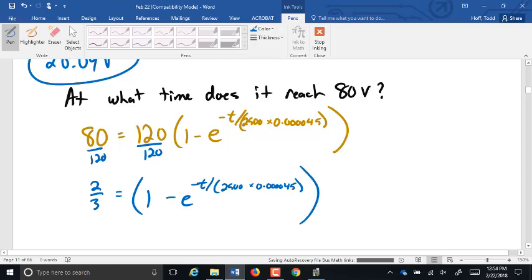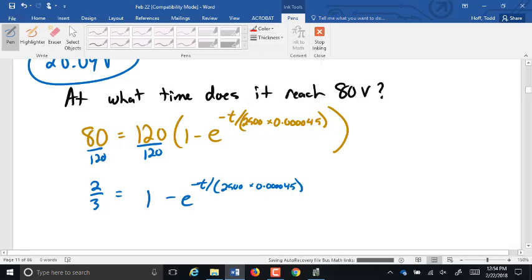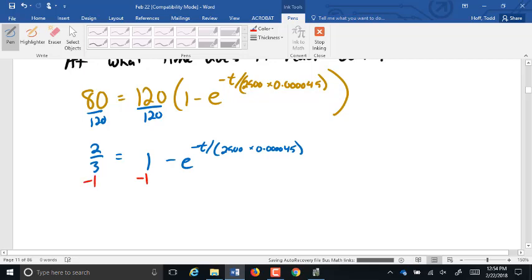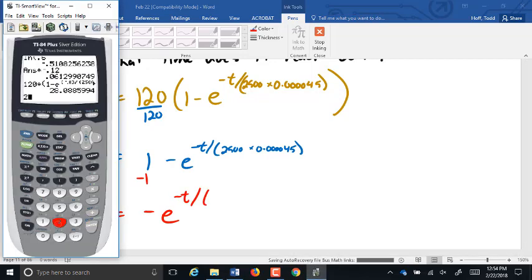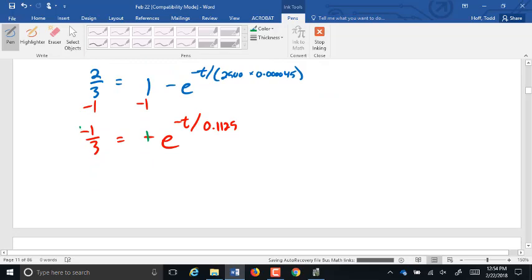Now I probably don't need these big parentheses here anymore. Now this is the tricky part. I actually have to subtract 1. So it's going to be negative 1/3 equals negative e to the negative t over, I'm just going to go ahead and multiply that, 2,500 times 0.000045, which is 0.1125. Now what do you think I have to do next? You got it. Get rid of the negative. Multiply by -1, so positive 1/3 equals e to the blah, blah, blah.